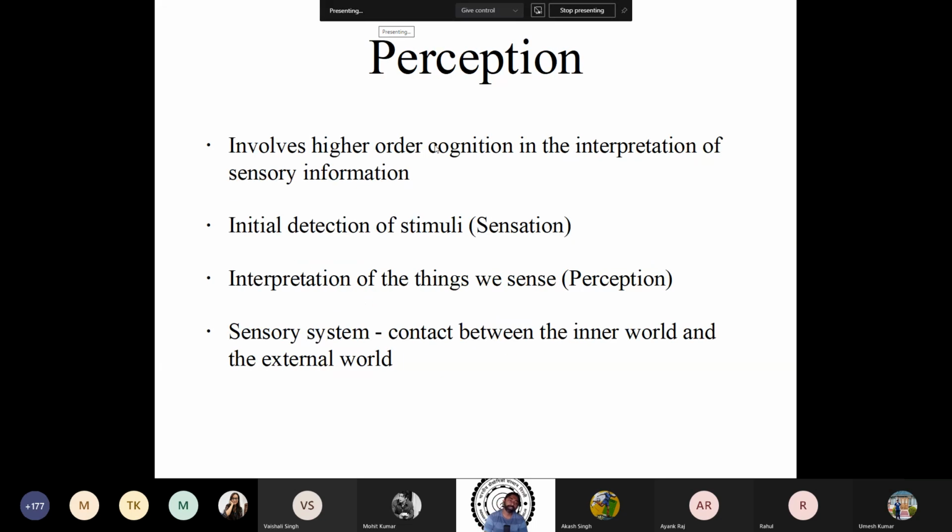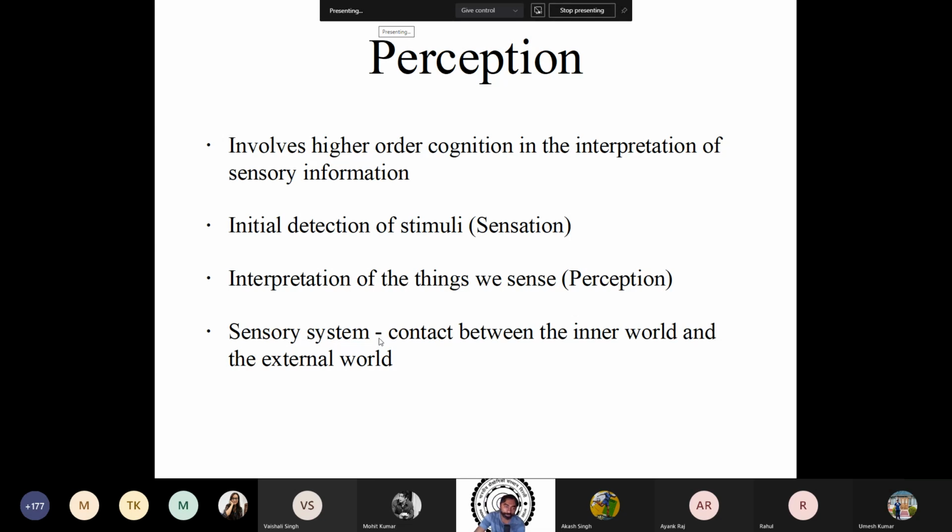Perception, on the other side, is a slightly higher order process, which goes beyond simple detection of energy, and we have to now interpret what we are detecting. So it leads to interpretation of what has already been detected by the sensory information. To say it simply, initial detection of stimuli is sensation, and interpretation of the things that we are seeing is perception. To be able to see a black curve is sensation. To be able to conclude that this is S is perception.